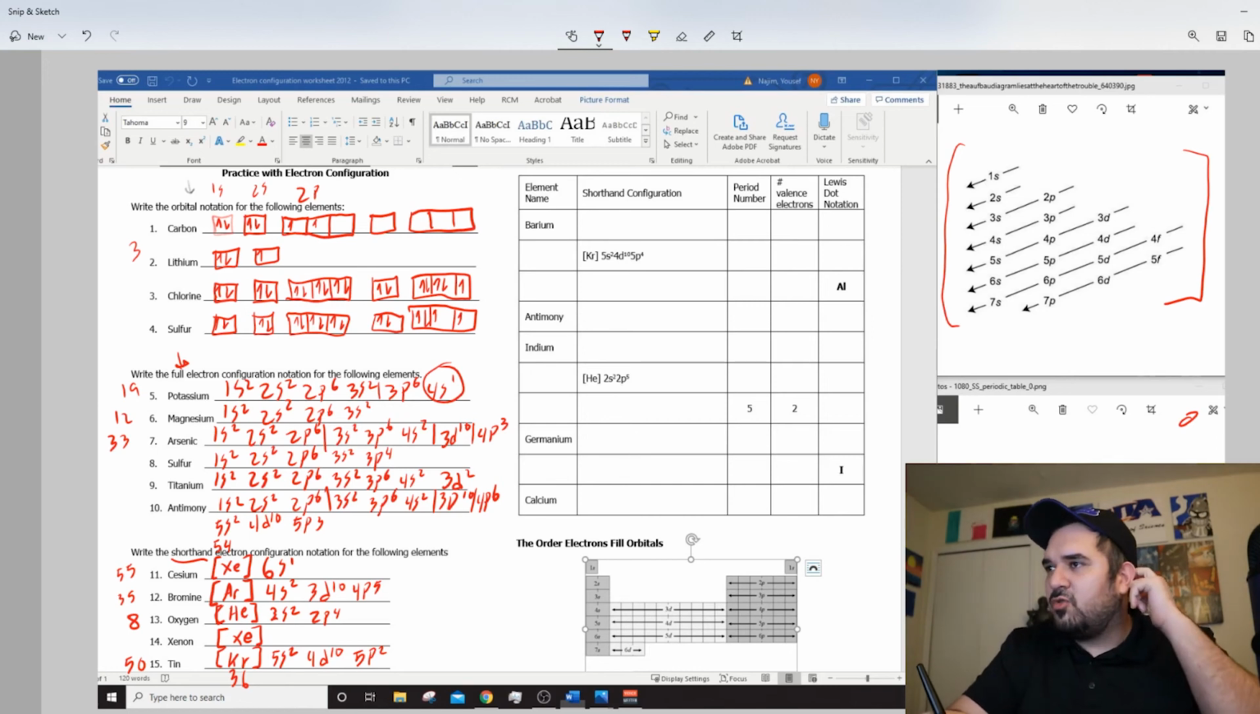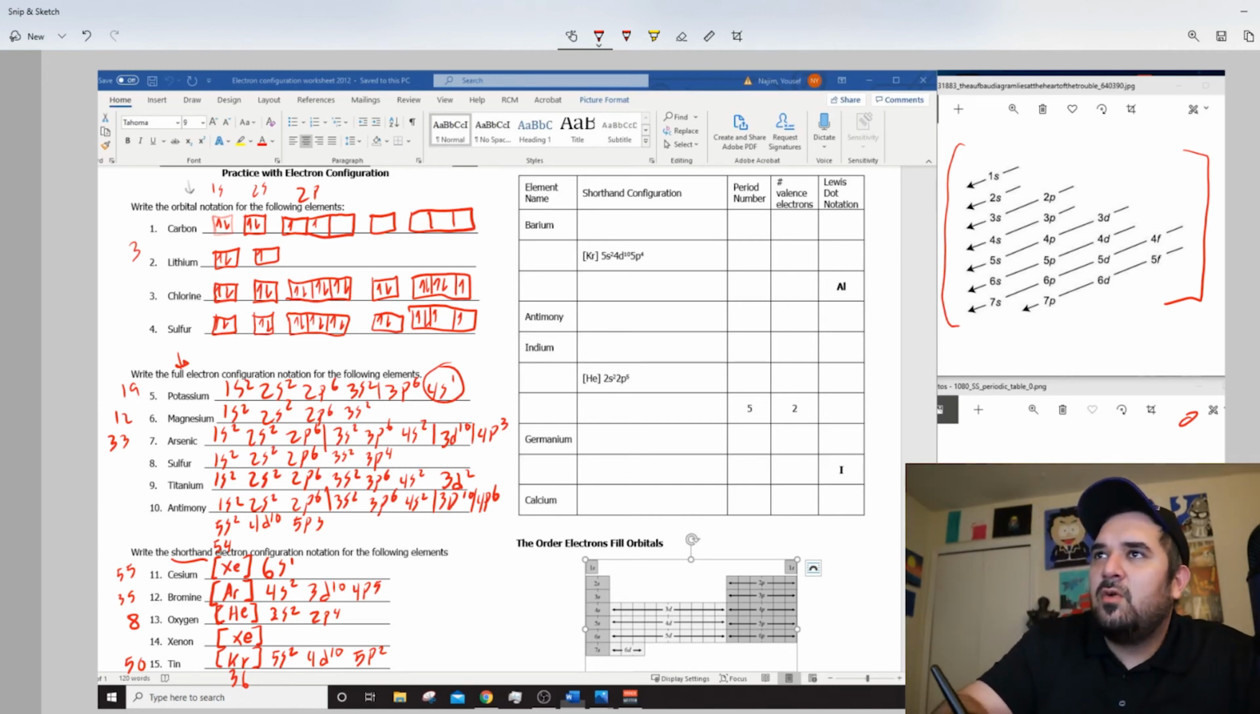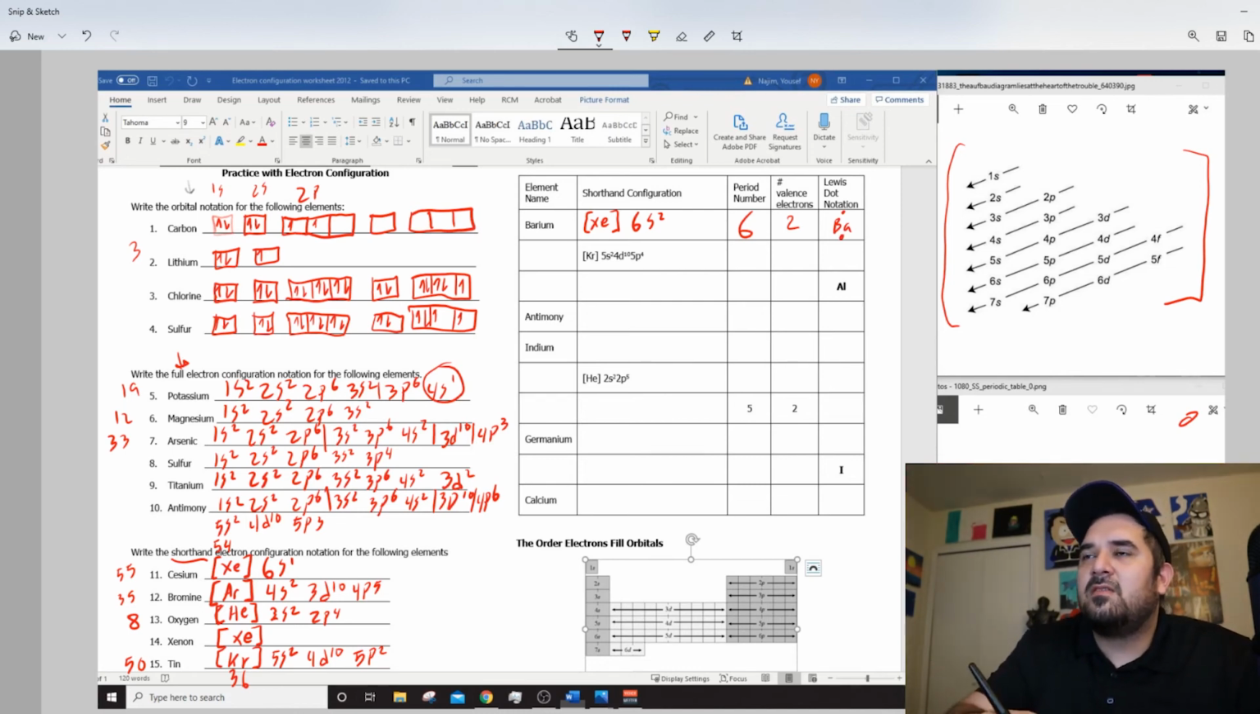And first thing it wants is shorthand notation. So for shorthand notation, we're going to start off with our xenon. And then after xenon, we have 6s2. And that's it. That's shorthand configuration for barium. Next, it wants the period number. So this is going to be period 6. Then it wants valence electrons. So group 2 has 2 valence electrons. And then Lewis structure for barium, that's going to be Ba. And then it's going to have 2 electrons. That's it. So let's do the next one.